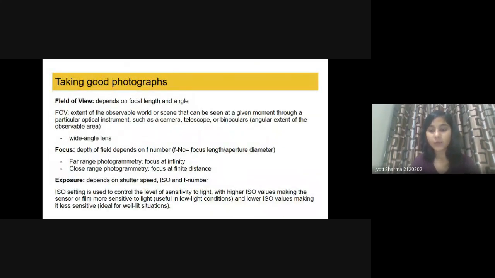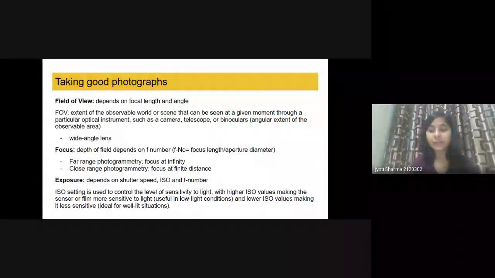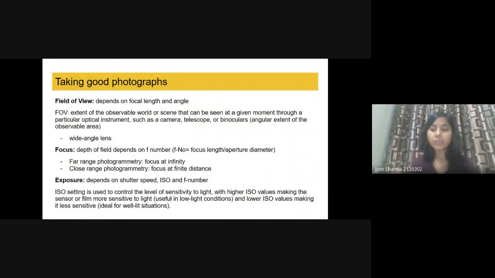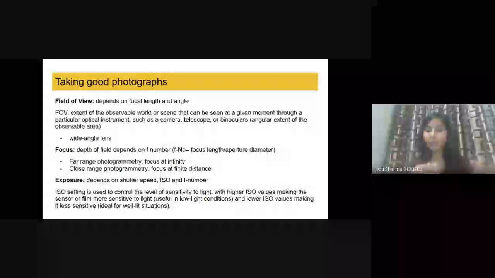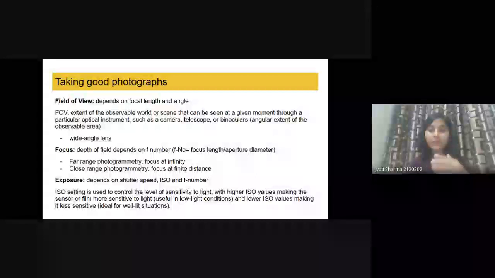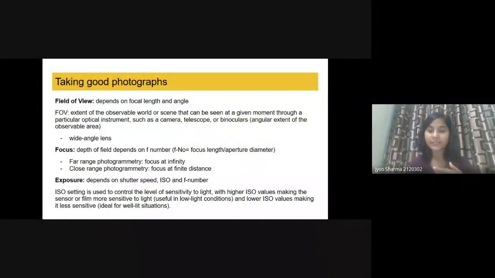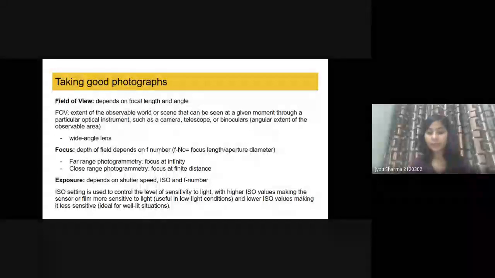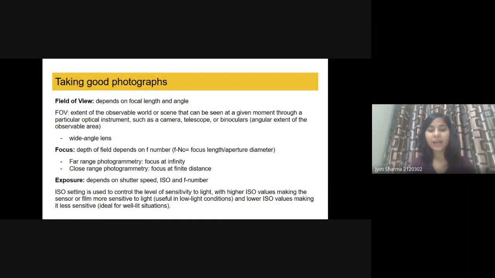Then we have the exposure: how much light we are allowing to enter into the camera. This depends on the shutter speed. There is a kind of shutter that closes or inhibits whatever light is entering. So how much radiation, how much light we allow to enter into the camera, this is determined by the shutter speed. Then we have the ISO.